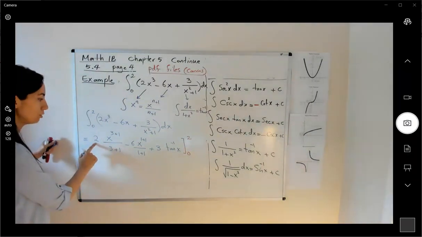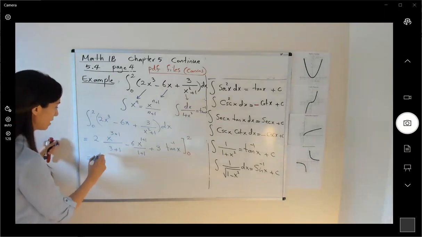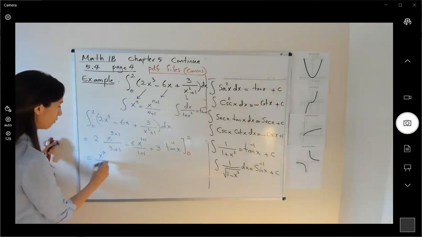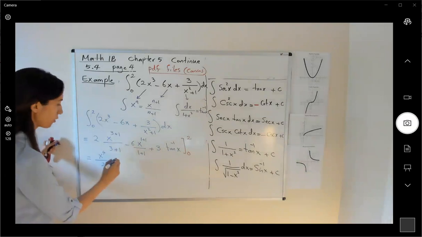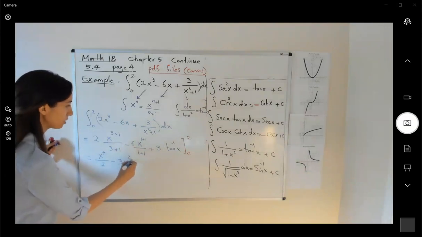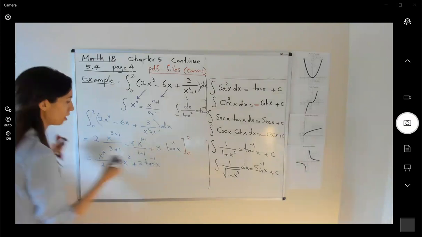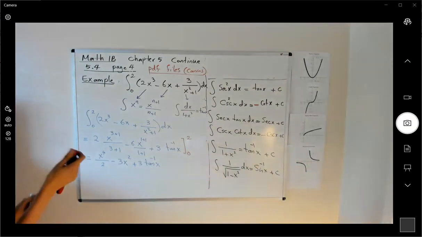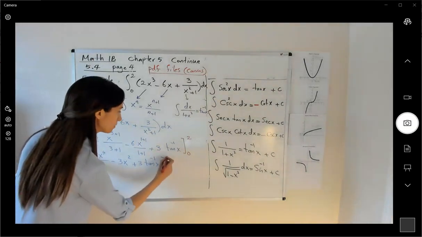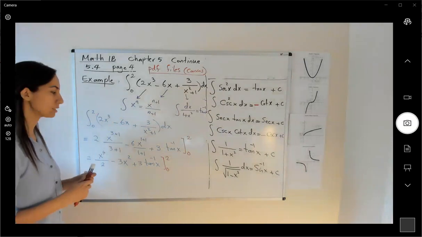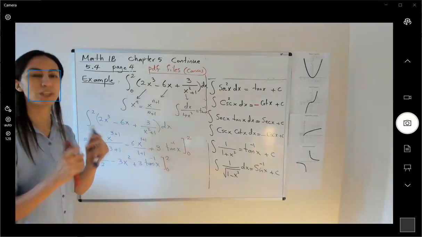Here you have 2 divided by 4, which is a half. We get x to the 4 divided by 2 minus 6 divided by 2 is 3, 3x squared plus 3 times inverse tangent of x. And x ranges between 0 to 2. The fundamental theorem of calculus says that you just need to plug in 2, then plug in 0, and do the subtraction.